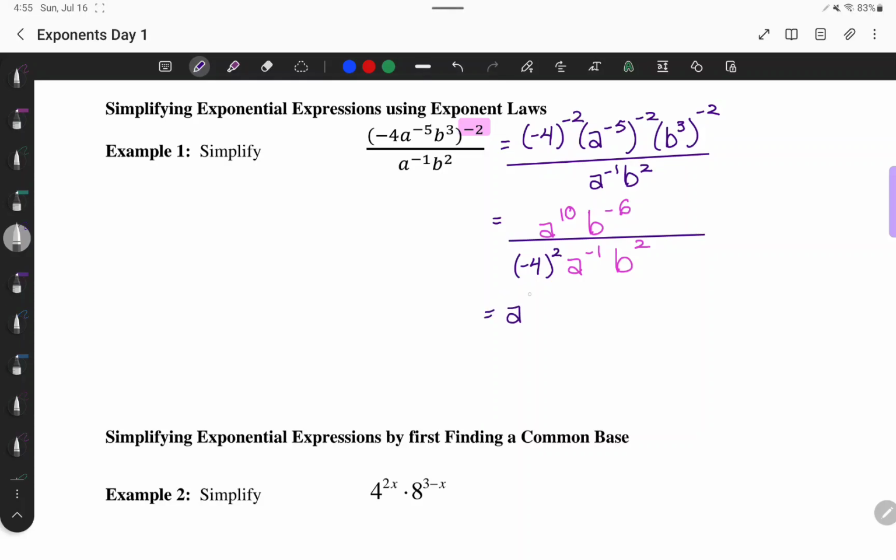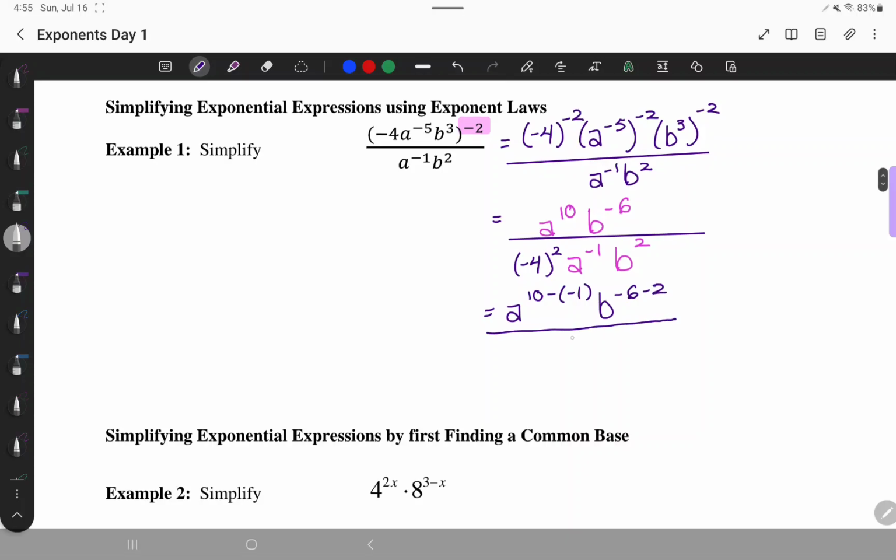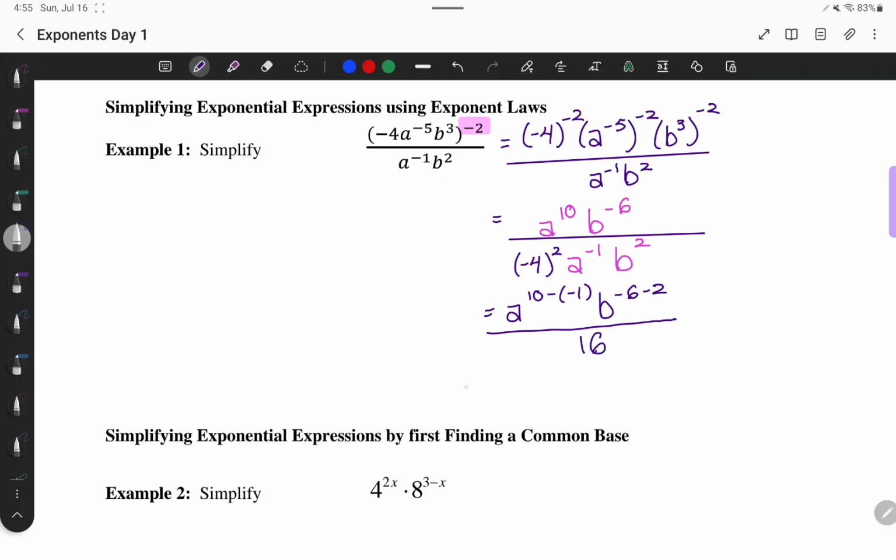We have a to the power of 10 minus -1, b to the power of -6 minus 2, over -4 squared is 16. Now that's going to be a to the power of 11. It's going to be b to the power of -8, so I'm going to write that in the denominator and give it a positive exponent, and I'm going to put that 16 in front. So we have a to the power of 11 over 16 b to the power of 8. Done. When we're simplifying, we always make sure that we end up with positive exponents, so try and get in that habit.